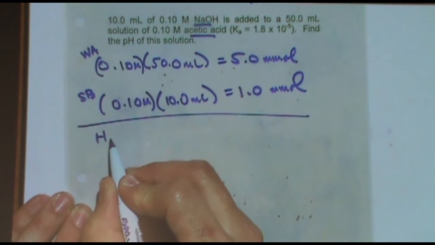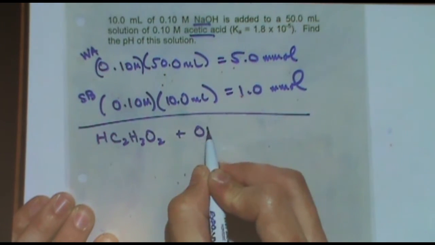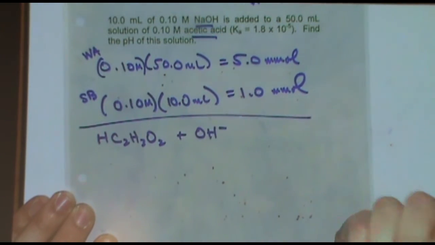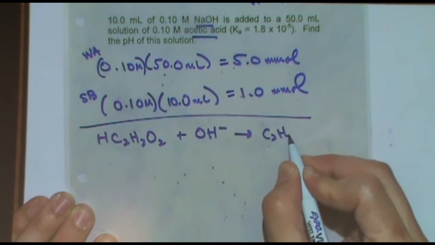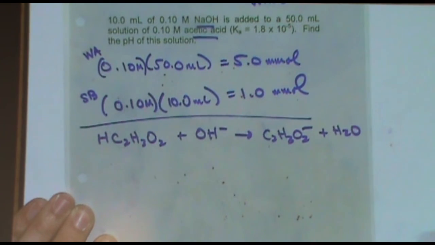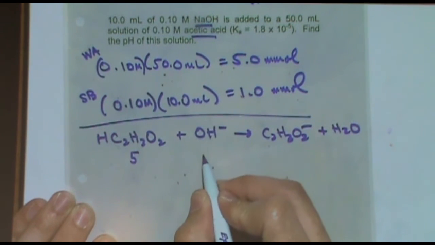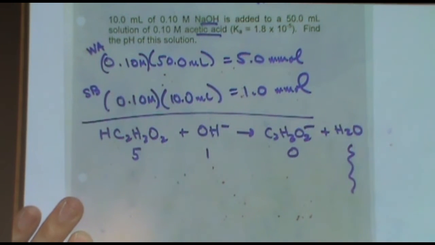But just in case you can't, let's write this out. Let's write out the weak acid. It's going to react with a strong base. I'm not writing sodium because it's a spectator ion. This will go forward. The weak acid will lose a proton, and the base will gain a proton. This started with 5, and this started with 1. 0, and we ignore water.